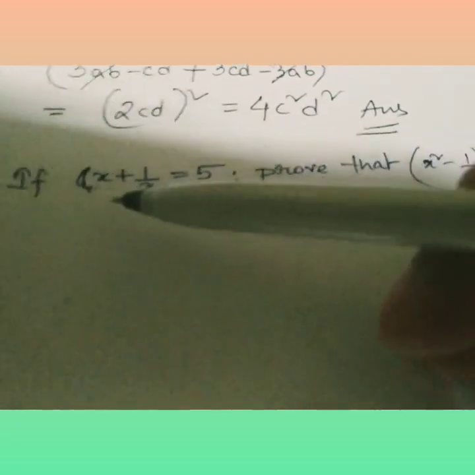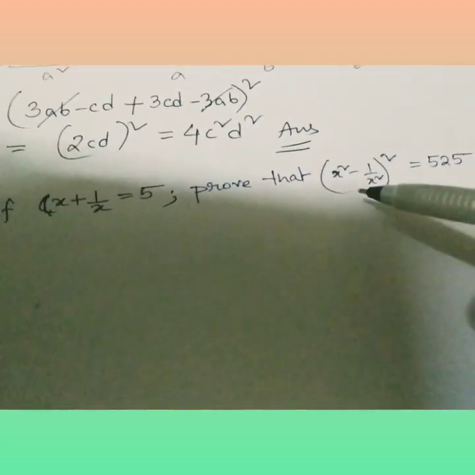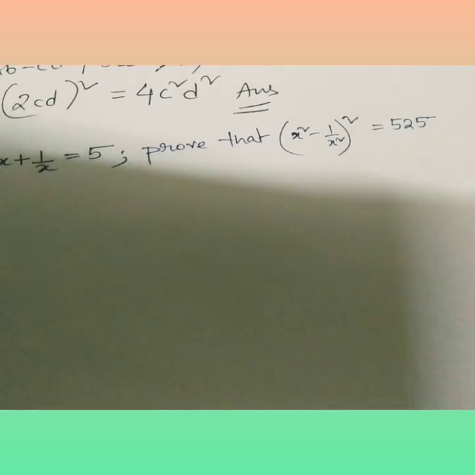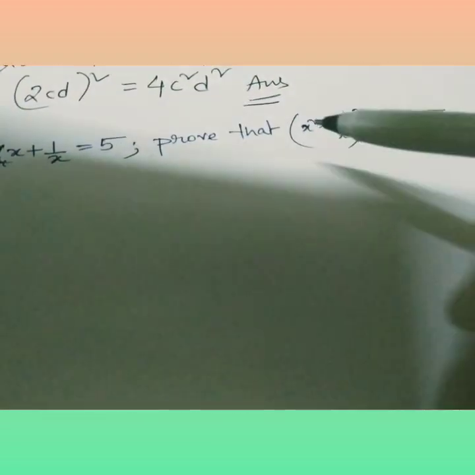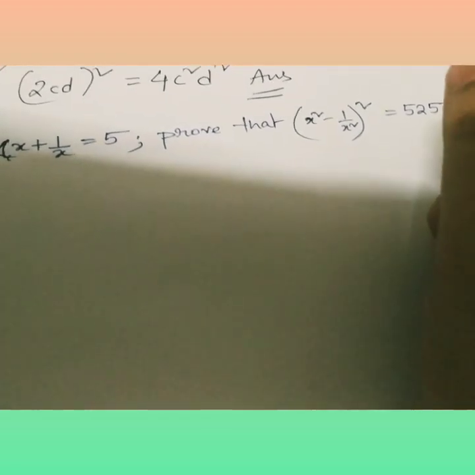So what is the question? If x plus 1 by x equal to 5, I need to prove (x square minus 1 by x square) whole square equals to 525. Okay. So if x plus 1 by x equals to 5, I need to prove (x square minus 1 by x square) whole square equal to 525.